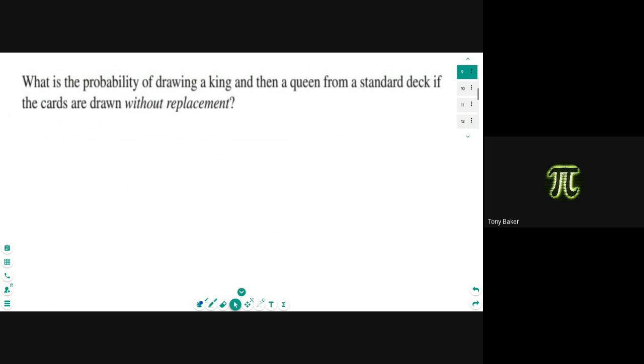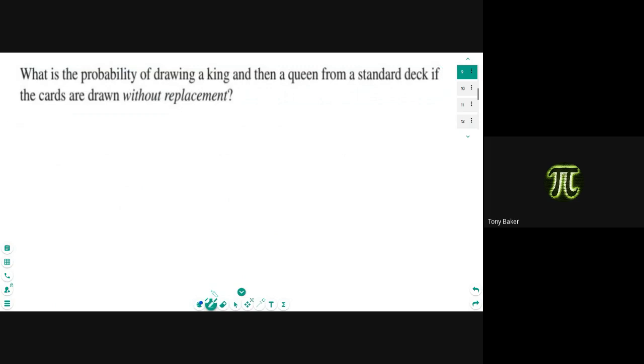So this part right here, that's the most important statement in this question. It says without replacement. So if I take a king out of the deck of cards, does my initial conditions change for when I'm taking the queen out? Yes, because now I have less cards. If it said with replacement, they are independent of each other because the initial conditions did not change. I still have 52 cards.